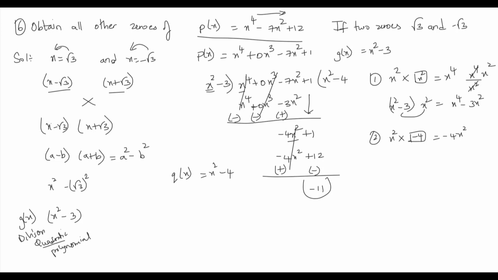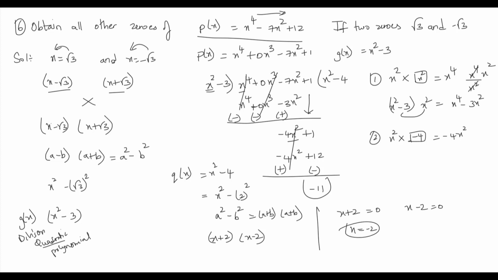So from this we will get our other two zeros. See how to solve this. x square minus 4 can be written as x square minus 2 square. Now this is in the form of a square minus b square. Can I say a plus b, a minus b? Yes. So that is x plus 2, x minus 2. Hence we will get x plus 2 is equated to 0 and x minus 2 is equated to 0. x is equal to minus 2, x is equal to 2. Therefore the 4 zeros are minus 2, 2, root 3, minus root 3.